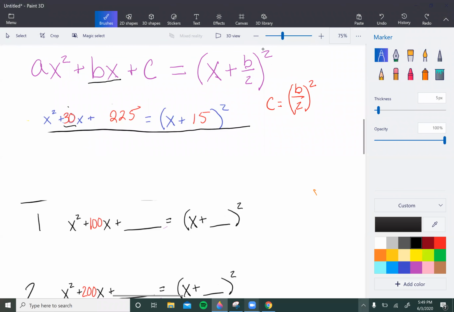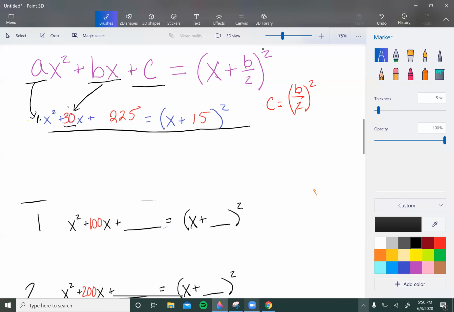Okay, we're completing the square. First thing we have to do is identify our variables. So, in this case, a is 1, because anything times 1 is itself, and it's just x squared. So, the only number that can be in front of the x squared is 1. Our b value is 30, because it's in front of the x that is not squared.